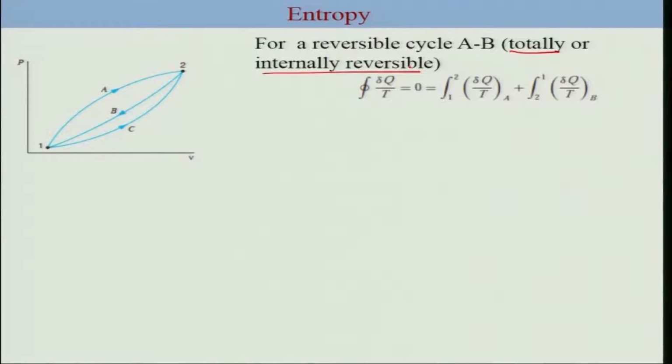For the reversible cycle AB, we know that for a reversible cycle the Clausius expression is equal to 0. So the equality holds: the integral of del Q by del T is equal to 0, which is simply the sum of these two paths, A followed by B: 1 to 2 along A plus 2 to 1 along B.